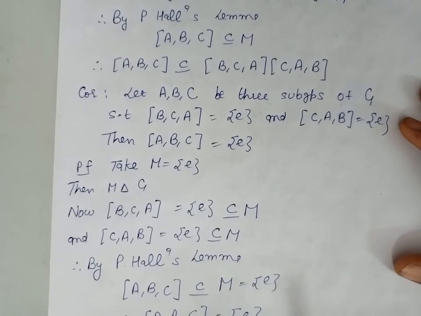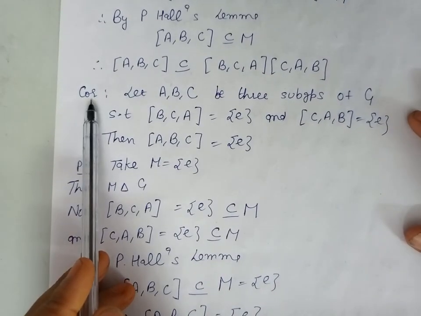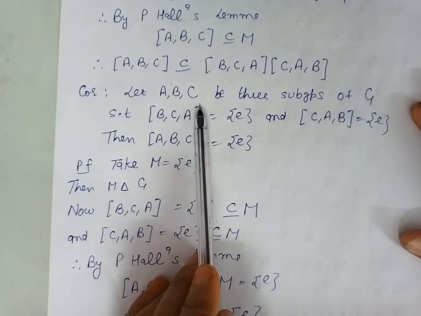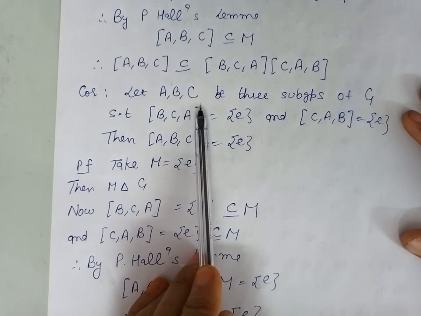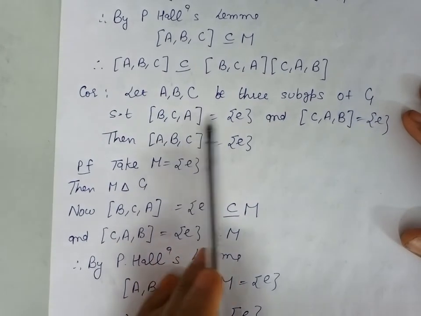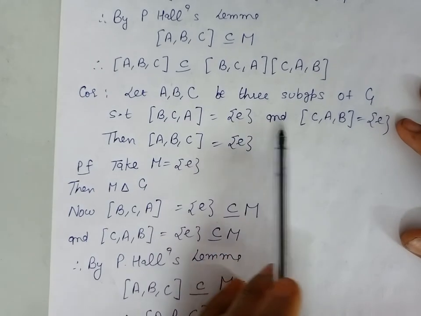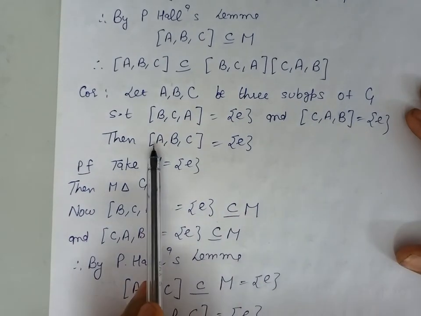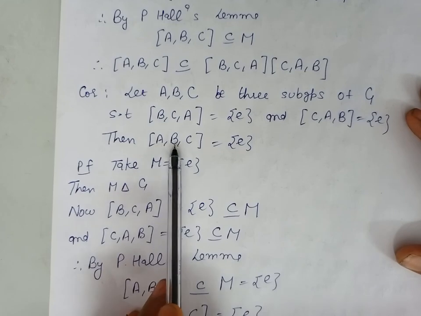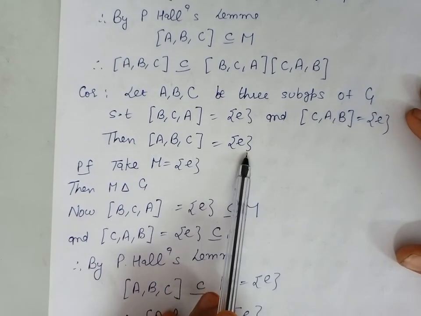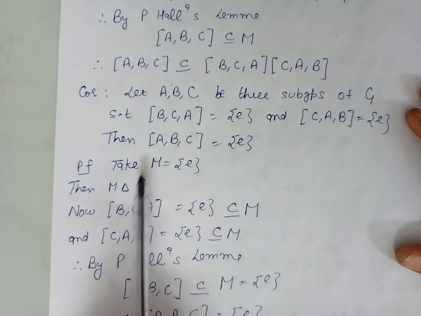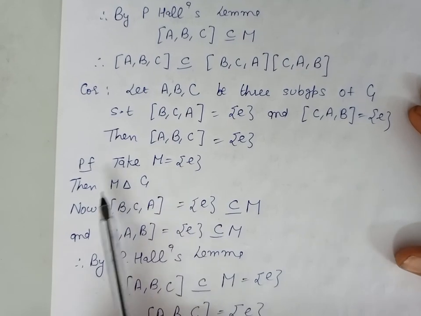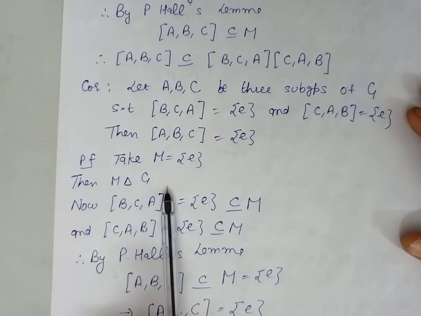Now, there is one more corollary based on P. Hall's lemma. If we have a group G, and A, B and C are three subgroups of G, such that the commutator formed by the three subgroups B, C and A is identity, and the commutator formed by the subgroups C, A and B is identity, then we are to prove that the commutator of A, B and C is identity. Let us denote this group by M. And this is the trivial subgroup of G, and that is normal also. So we can say that M is a normal subgroup of G.